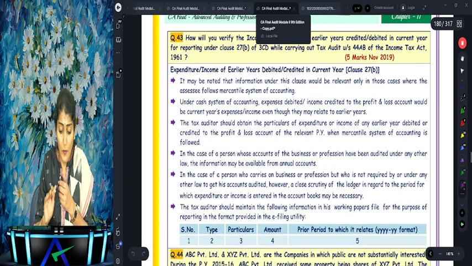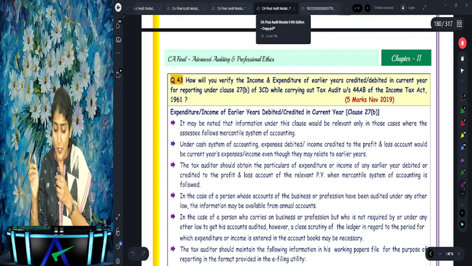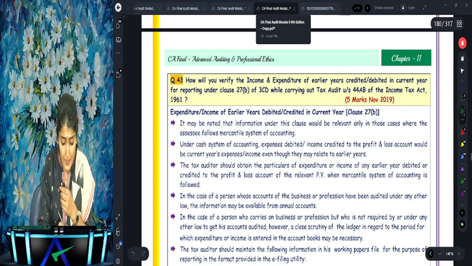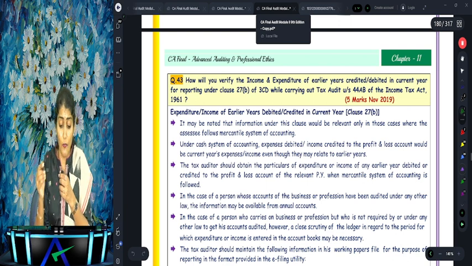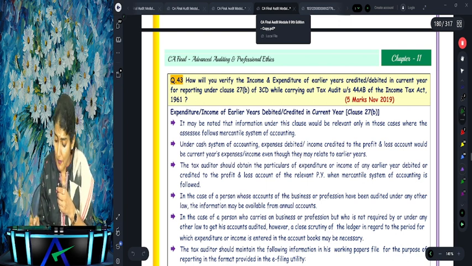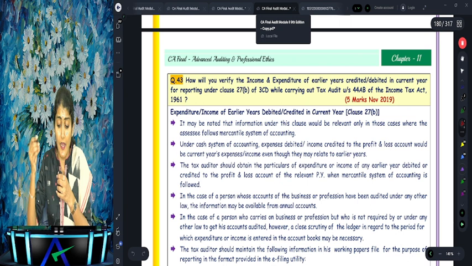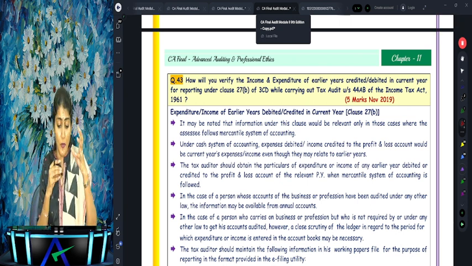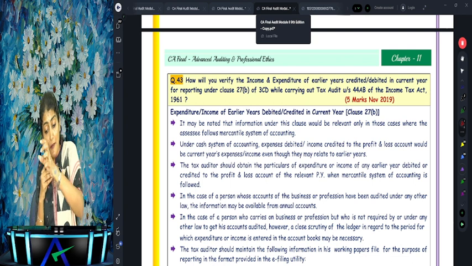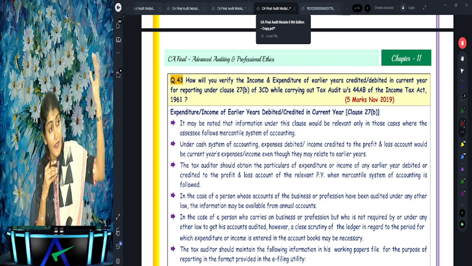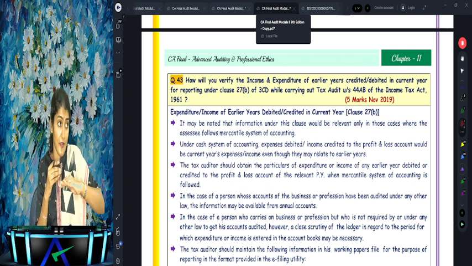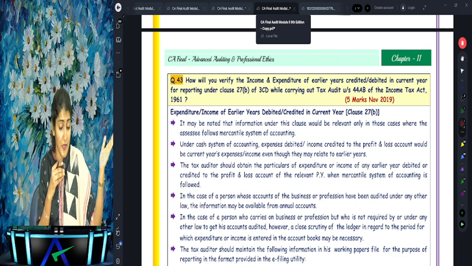How will you verify the income and expenditure of earlier year which has been credited, debited in the current year for reporting under clause 27B of 3CD while carrying out the tax audit under 44AB of the Income Tax Act? So they say, how will you verify the income expenditure of the earlier year credited, debited in the current year. So prior period items coming in the current year.